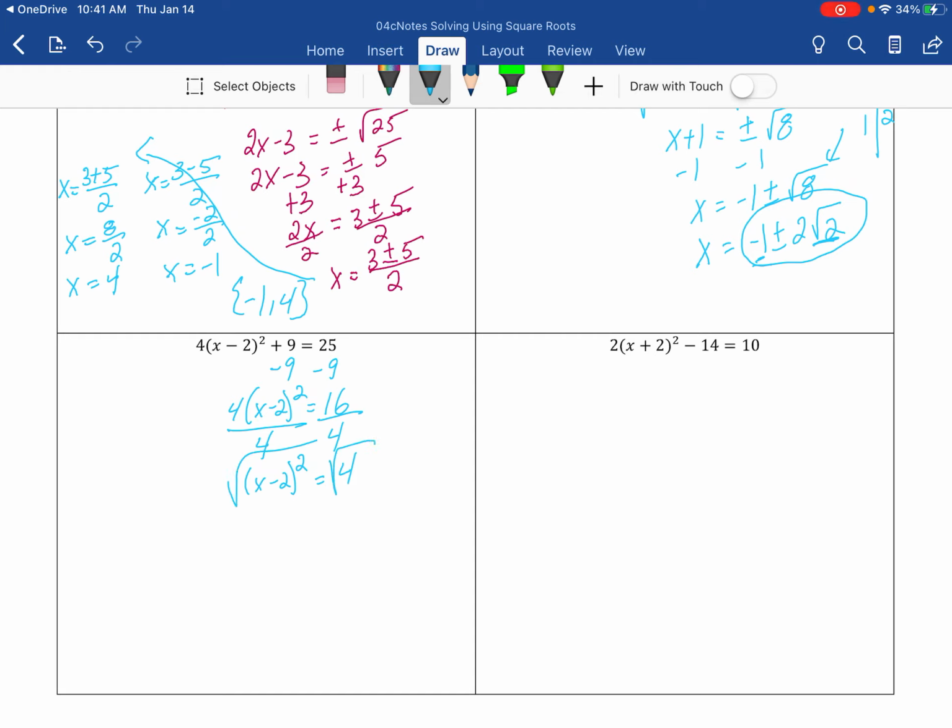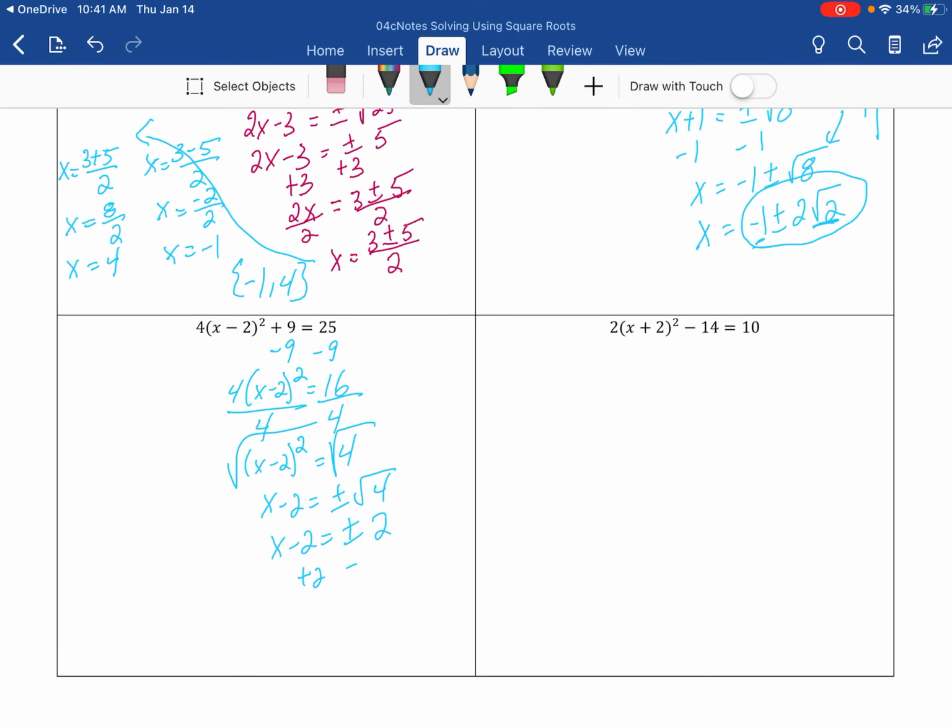Take the square root. X minus 2 is equal to plus or minus radical 4. X minus 2 is equal to plus or minus 2. And you can simplify your radical at any point. I add 2 to each side. X is equal to 2 plus or minus 2.